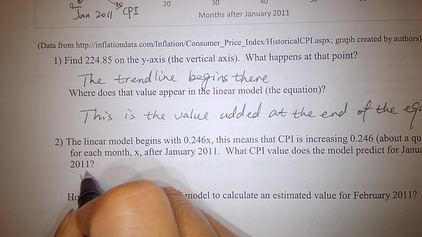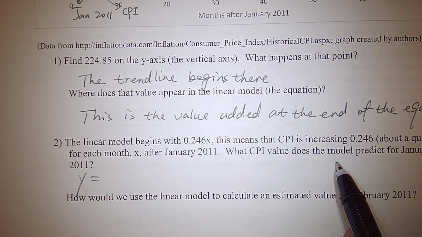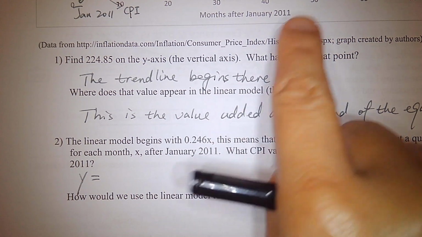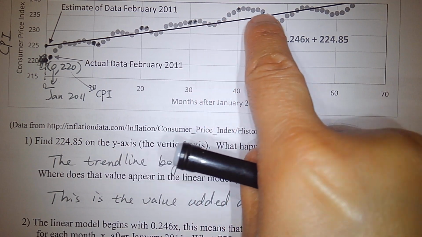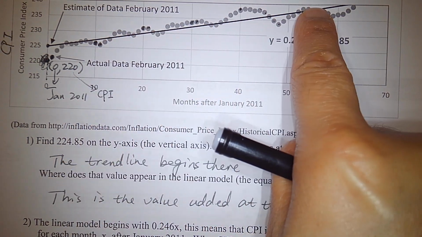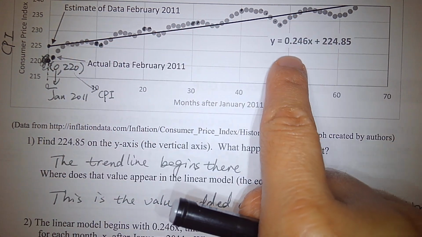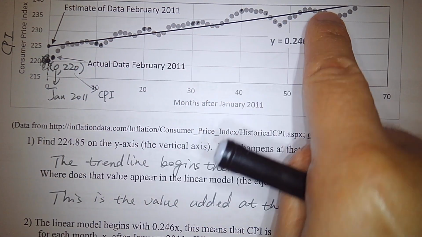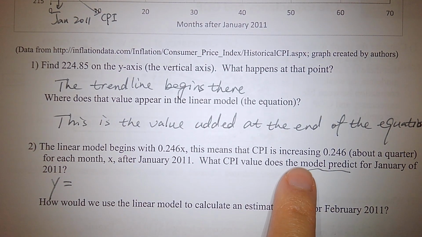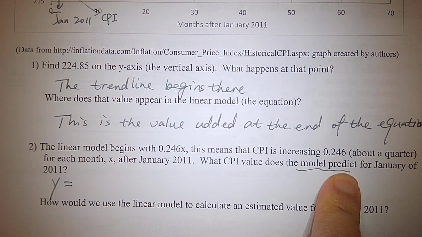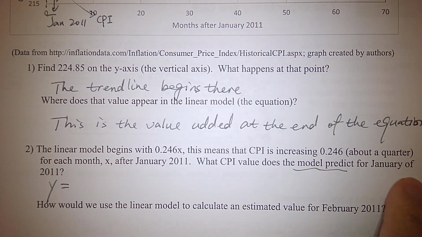The question asks what value the model predicts. This is our model: a straight line that estimates the scatter plot, and this equation is the equation for the line. We also call this a model. So the question is asking us to use the equation to predict or estimate for January of 2011.